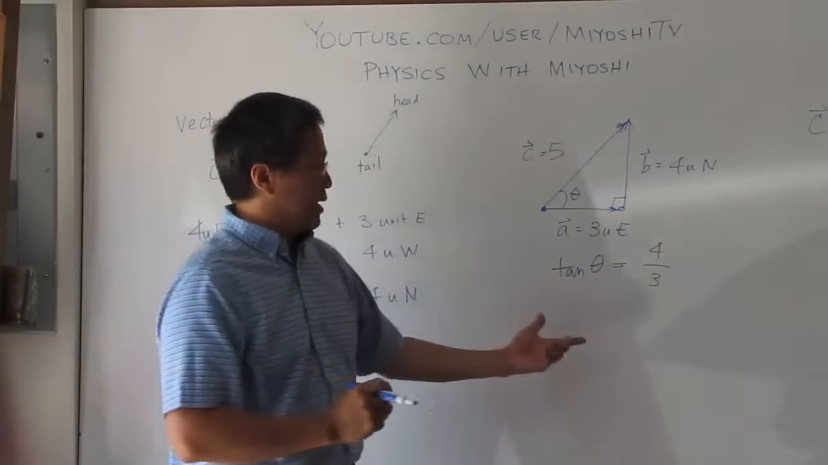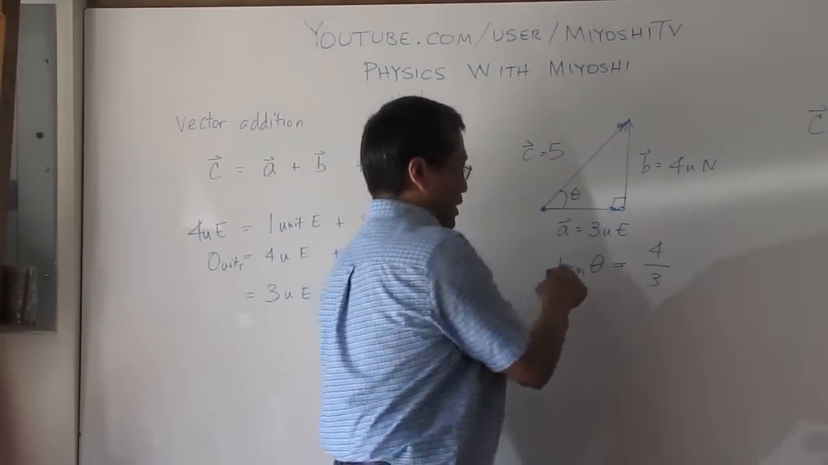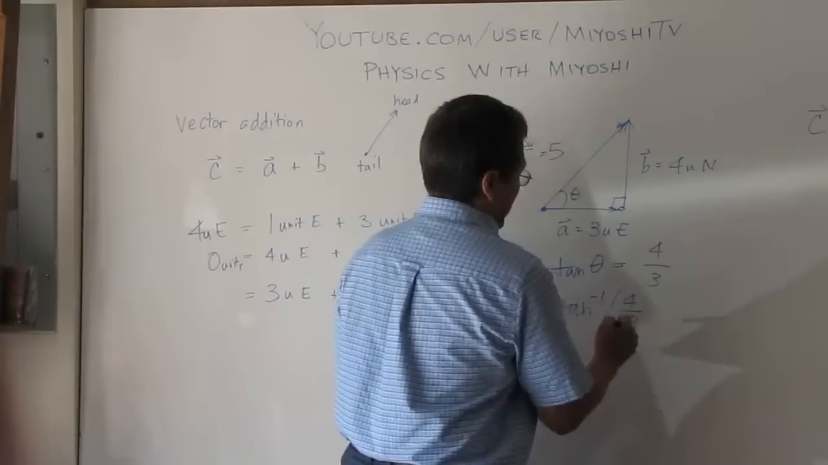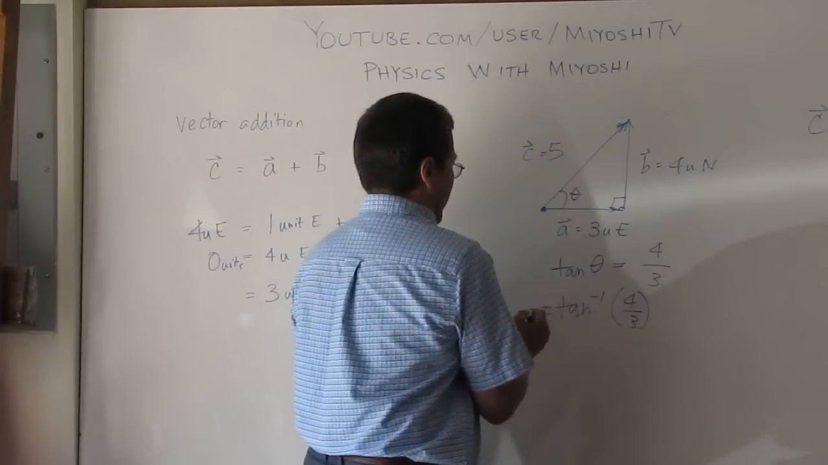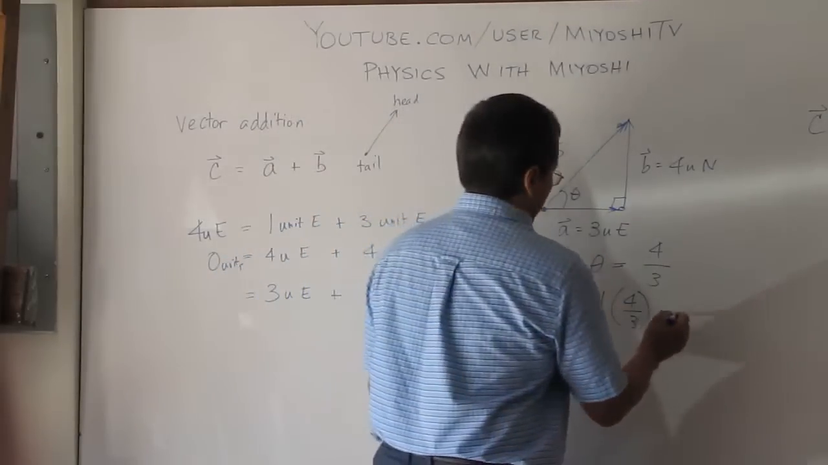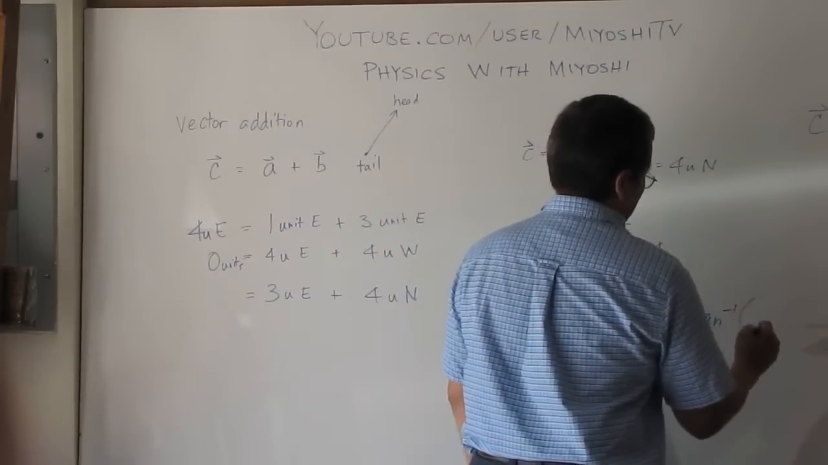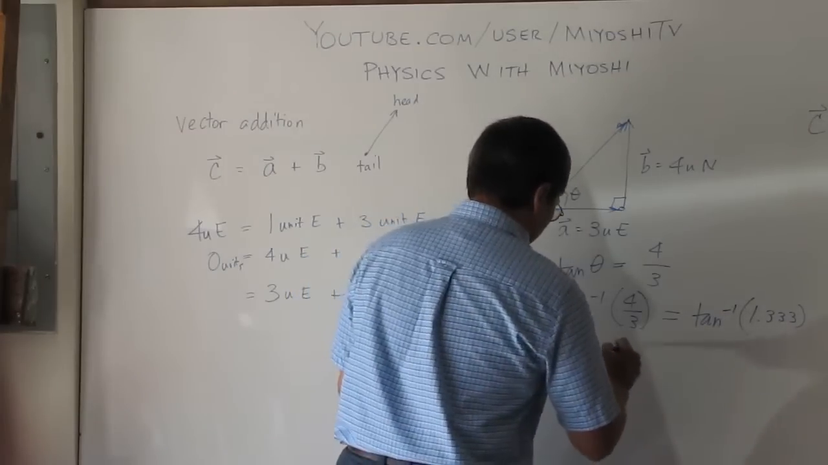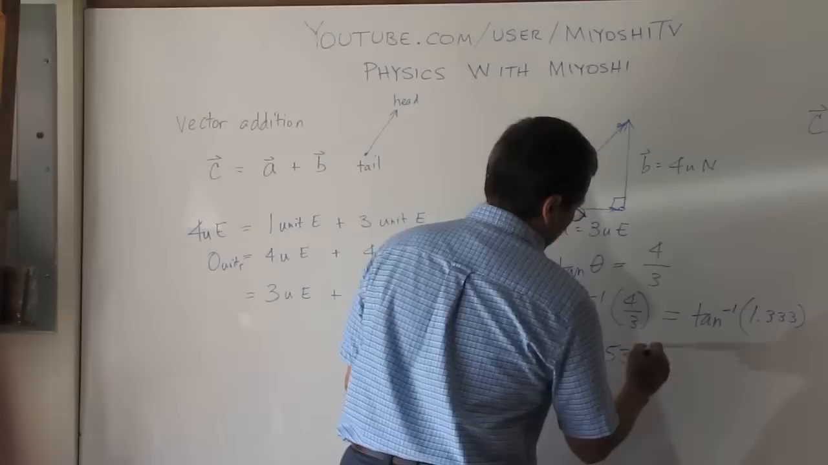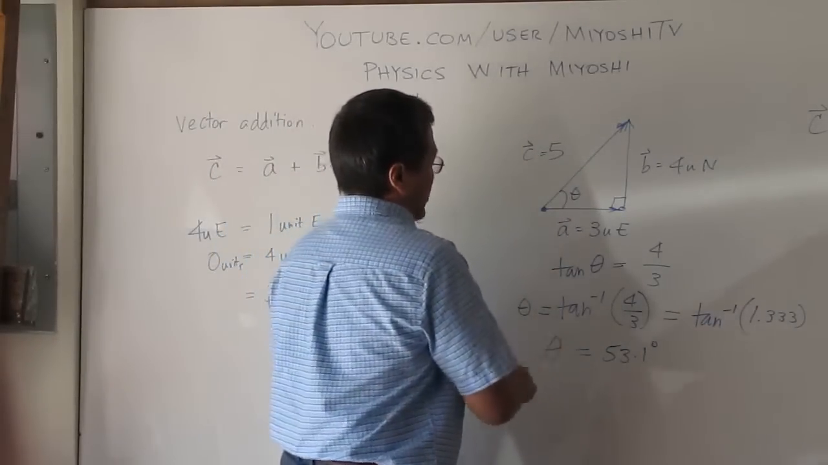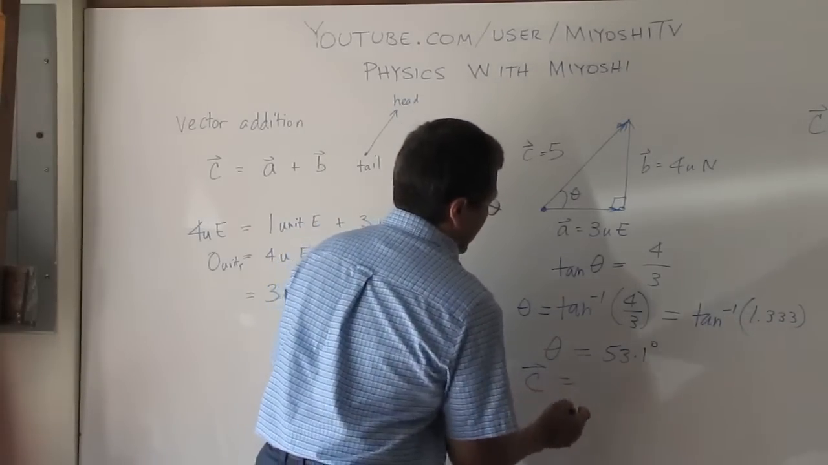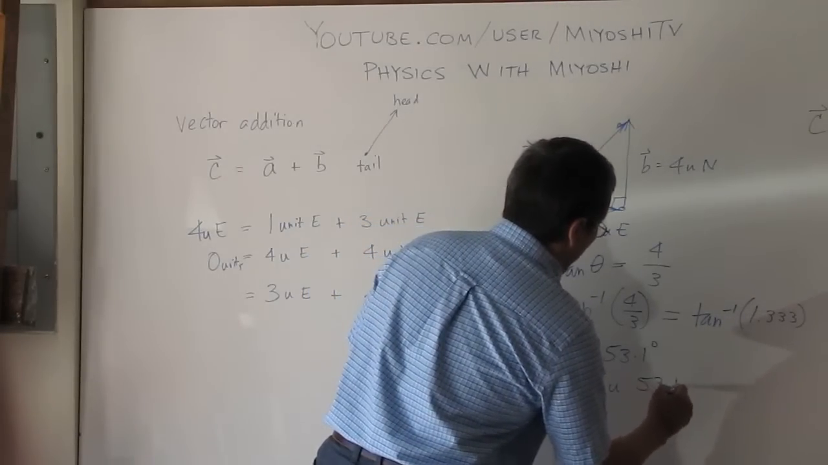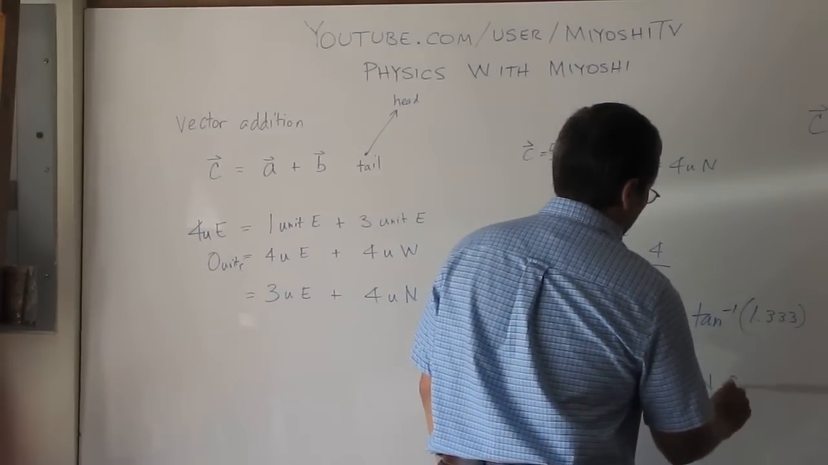Okay, and if you want to find out what theta is, we do what's called the arctangent, which you determine by tangent to the -1 of 4/3. That's the inverse function of tangent. That's going to give me theta. Okay, so theta is the arctangent of 1.333, which, if you do this on your calculator, ends up to be 53.1 degrees. So in this case, our resultant vector C is 5 units at 53.1 degrees north of east.